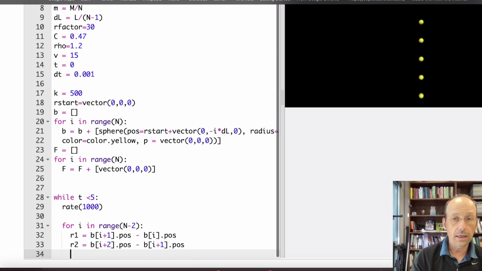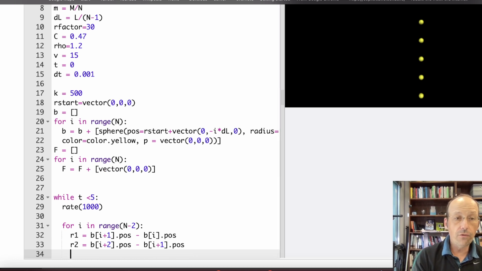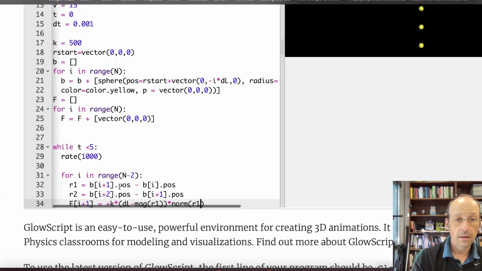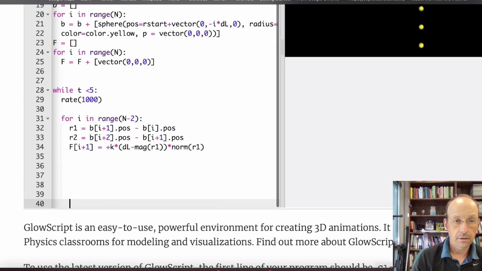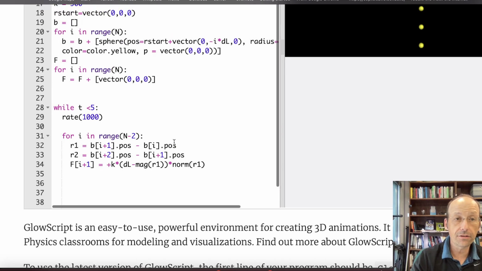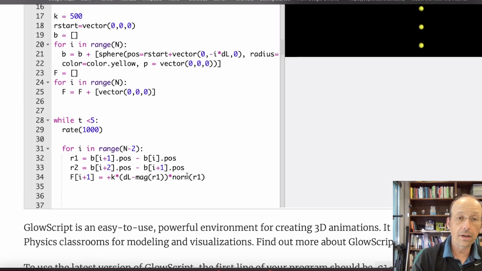Okay, so now I can calculate the force F[i+1], it was 0, right? But now it's going to be equal to K times DL minus the mag of R1 times norm R1. And I may get that backwards. Okay, but let's just think. DL is the unstretched length of that spring. Mag R1 is the magnitude of that vector, and then norm R1 is the direction of that.